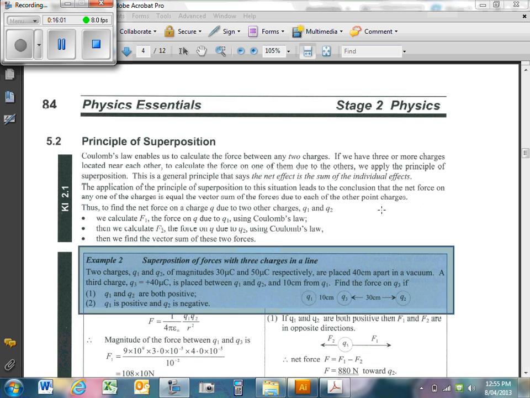This will become clear in a second when we do this problem. Thus, to find the net force on a charge Q due to two other charges, Q1 and Q2, calculate F1, which is the force on Q due to Q1, using Coulomb's law. Then we calculate F2, which is the force on Q due to Q2, using Coulomb's law. Then we find the vector sum of these two forces.